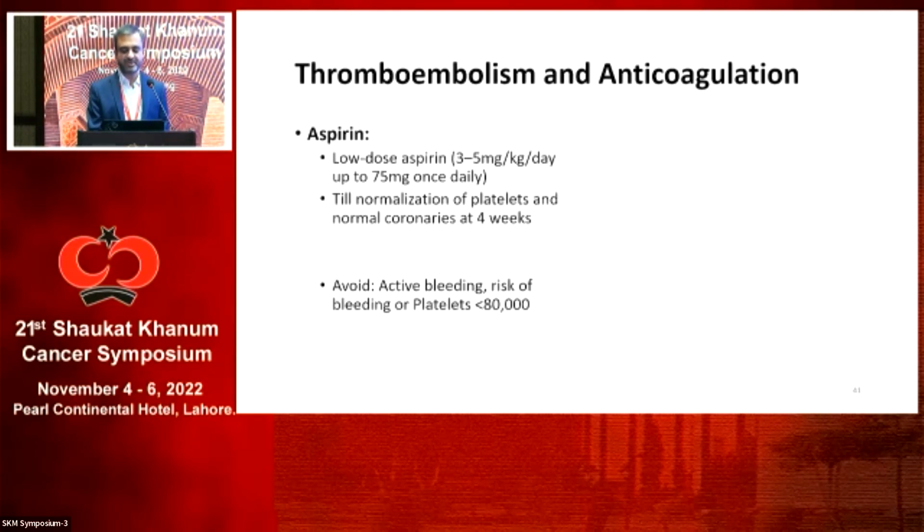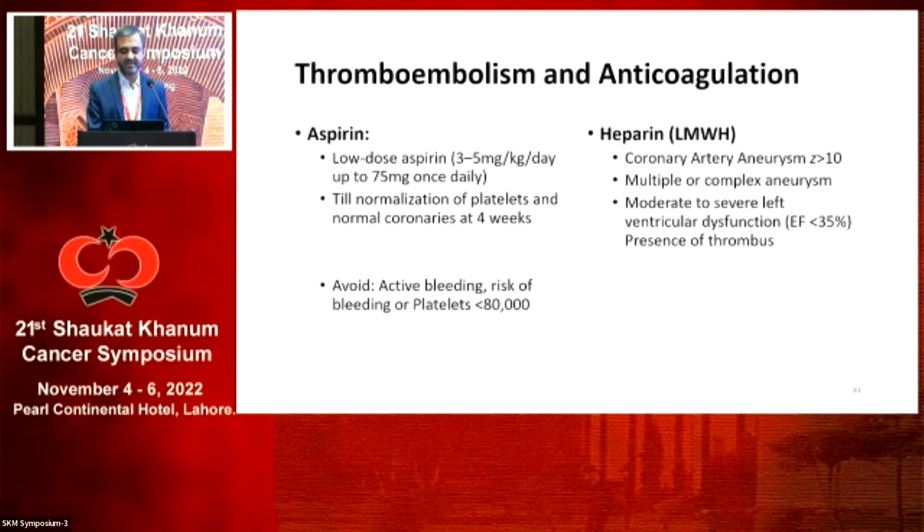Precautions have to be taken if there is active bleeding or risk of bleeding or platelets are less than 80,000. And if we have to use heparin, the indications are coronary aneurysm, multiple or complex aneurysms, or if the LV function is less than 35 with the presence of thrombus. Then heparin has to be low molecular weight, or warfarin has to be started. And then this is bridged to aspirin and followed up.